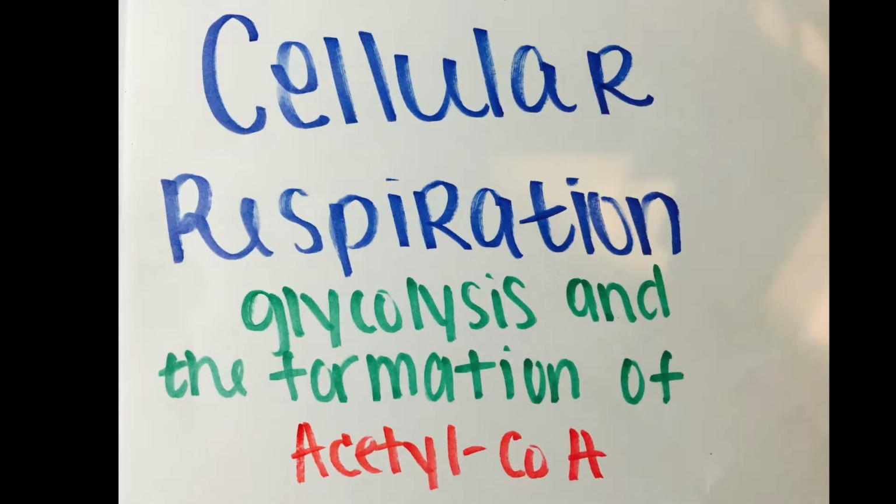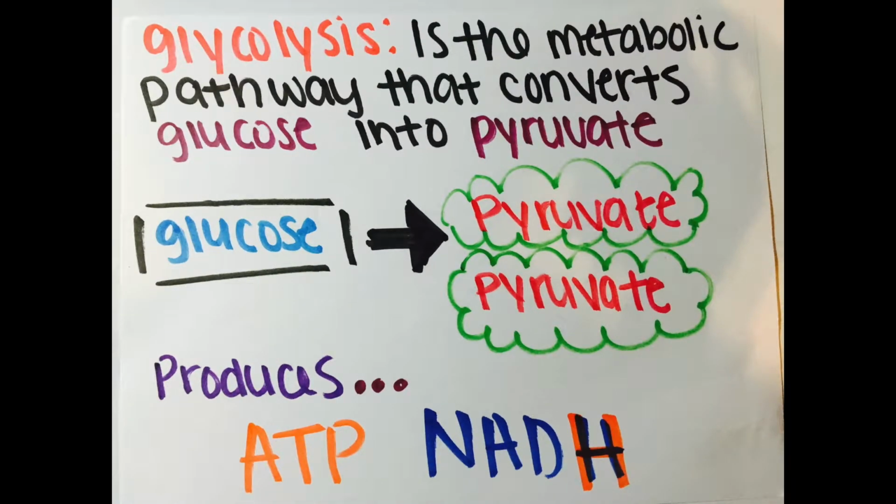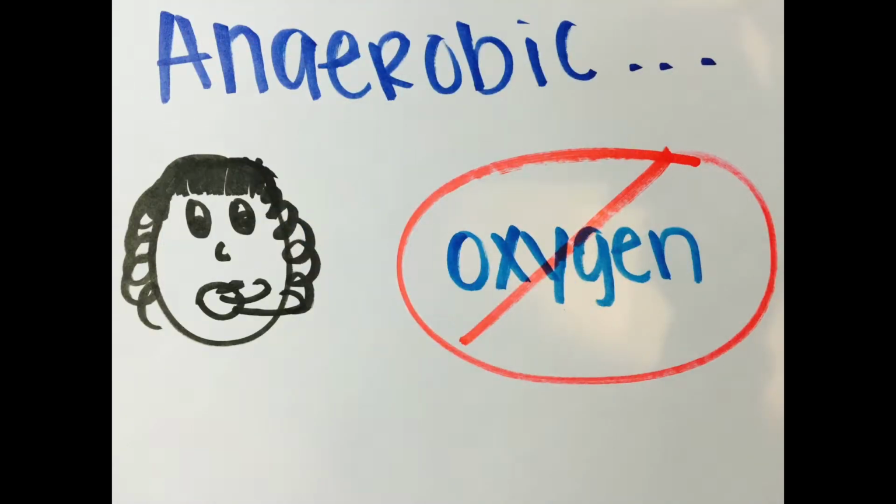I'm going to be talking about cellular respiration, specifically glycolysis and the formation of acetyl CoA. Glycolysis is the metabolic pathway that converts glucose into pyruvate. It takes one molecule of glucose and makes 2 pyruvate in order to produce ATP and NADH. Glycolysis is anaerobic, meaning that it does not need oxygen during its cycle.